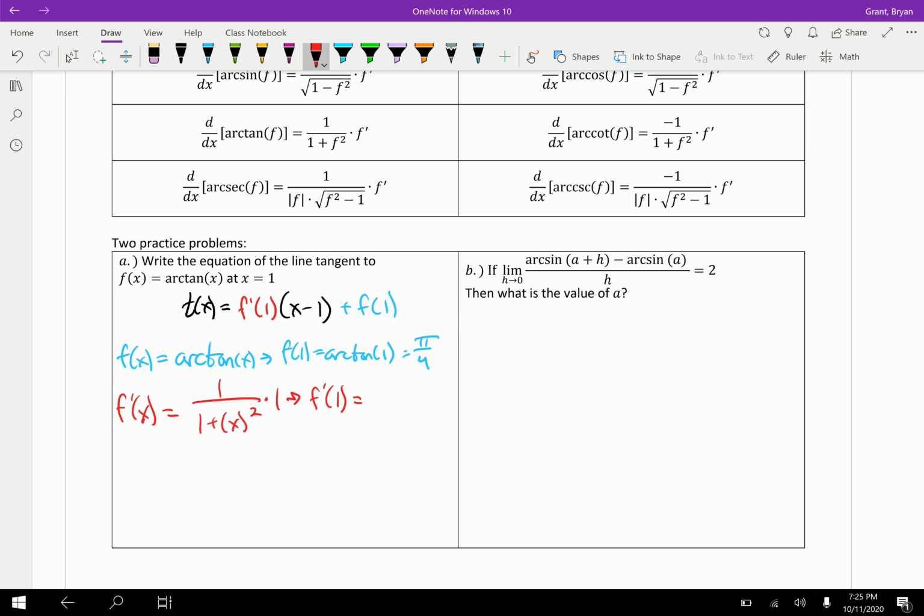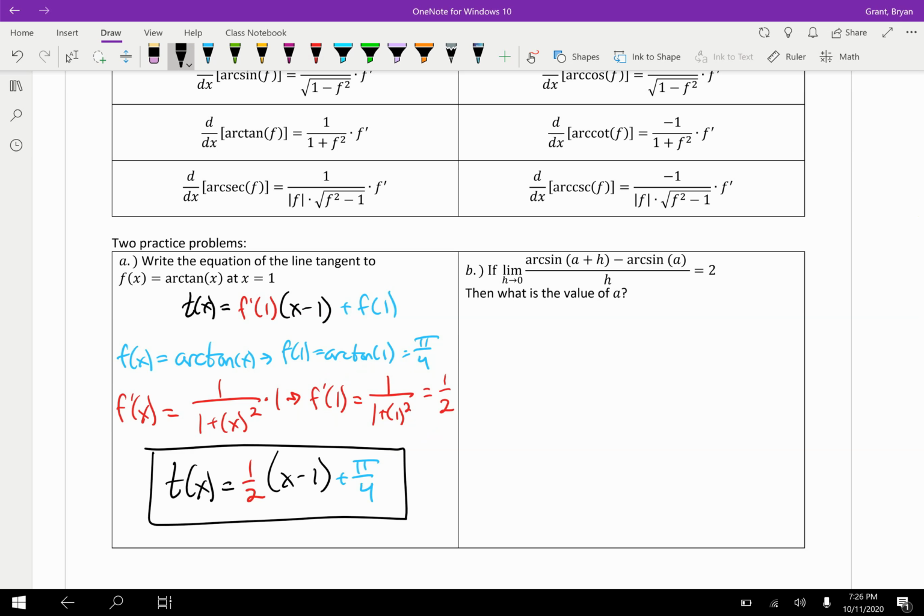So f prime of 1 then is just going to become 1 over 1 plus 1 squared. We're not going to multiply by the derivative of 1. It doesn't become times 0. We already did the chain rule over here. We're not doing the chain rule when we evaluate. There's no calculus going on here. We're just plugging in a number. So don't overthink it. It becomes 1/2. Finishing off our tangent line, we have a very nice slope of 1/2, x minus 1, and then plus pi over 4. Okay. And there's our tangent line.